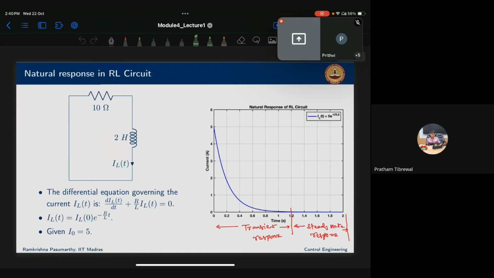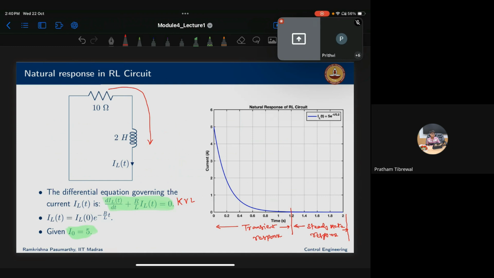Suppose here you consider this RL circuit, with a resistor and inductor connected in series, and there is no source in the circuit. Assume that the inductor is already charged with some initial current, let's say I naught. It means that in this circuit the current flowing in this direction is I naught. Initial current is 5 amperes. Now if you write down the KVL equation for this circuit, you'll have your equation this way.